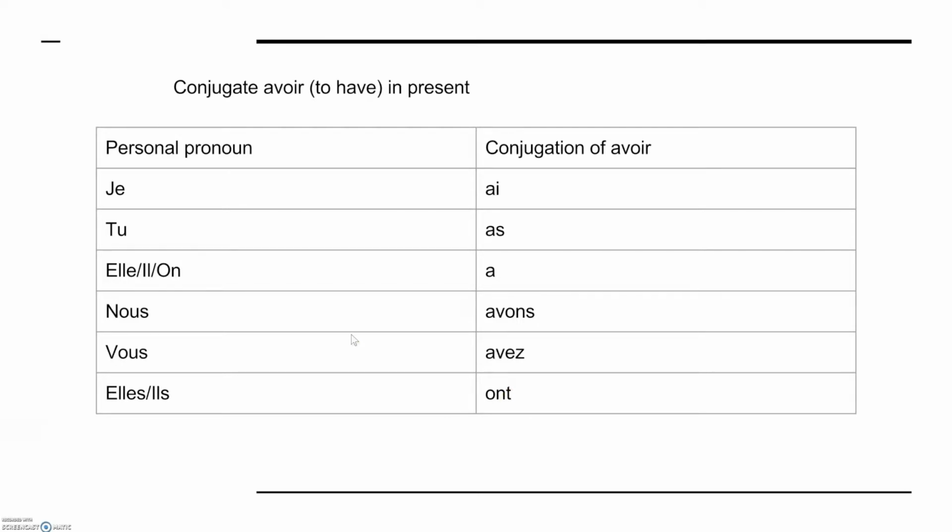An example sentence for conjugating avoir in the present tense: if you want to say I have black hair in French, the French verb for to have is avoir, and this is in the present tense, so that means we have to conjugate avoir in the present tense. Avoir in the present tense in the je form is j'ai, and then black hair is les cheveux noirs.